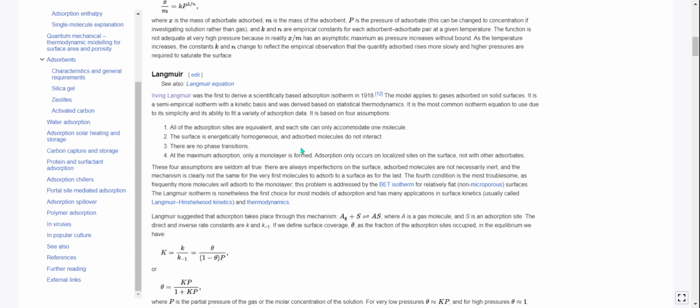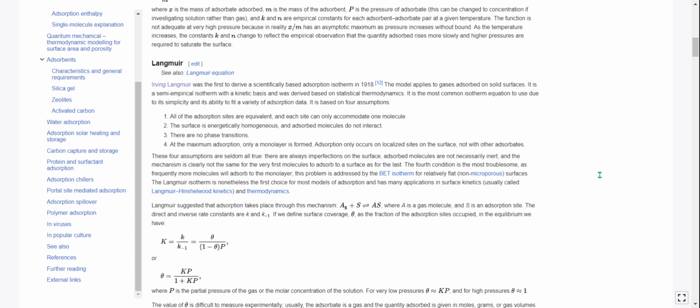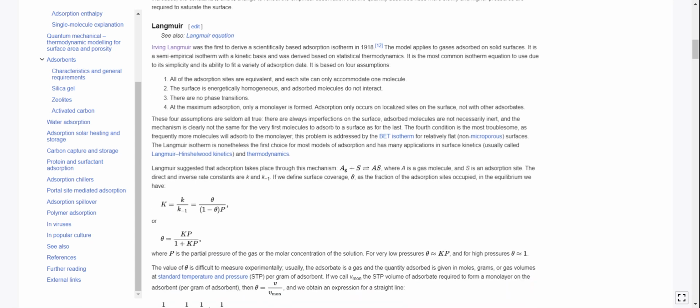The first, all of the adsorption sites are equivalent, and each site can only accommodate one molecule. 2, the surface is energetically homogeneous, or homogeneous, I don't know how to say it in this case. I feel like it can vary in physics. And adsorbed molecules do not interact. 3, there are no phase transitions. And 4, at the maximum adsorption, only a monolayer is formed. Adsorption only occurs on localized sites on the surface, not with other adsorbates.